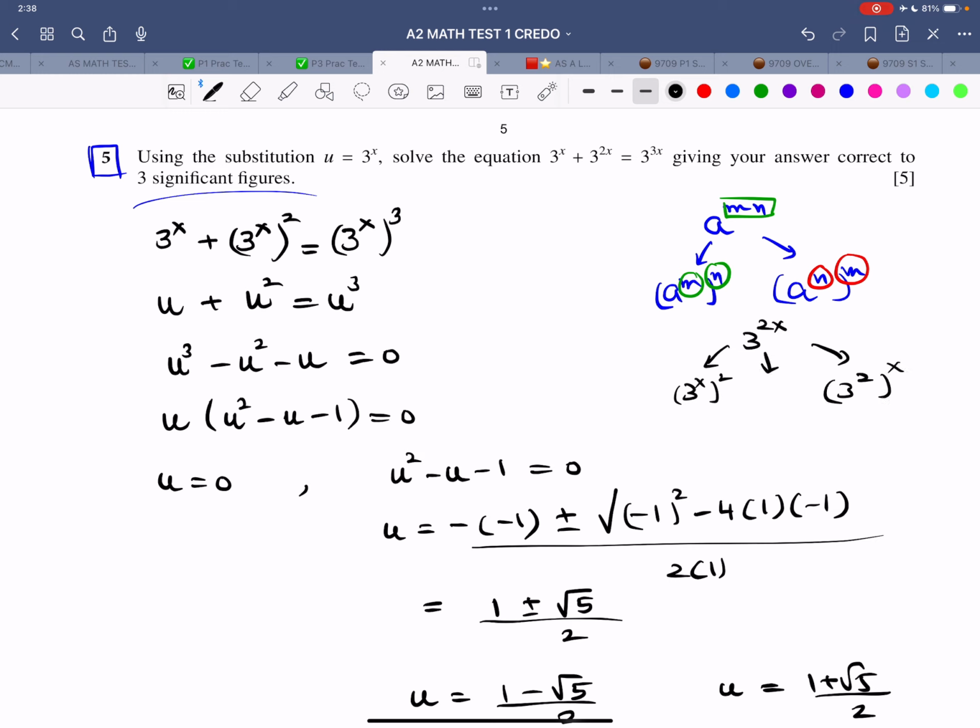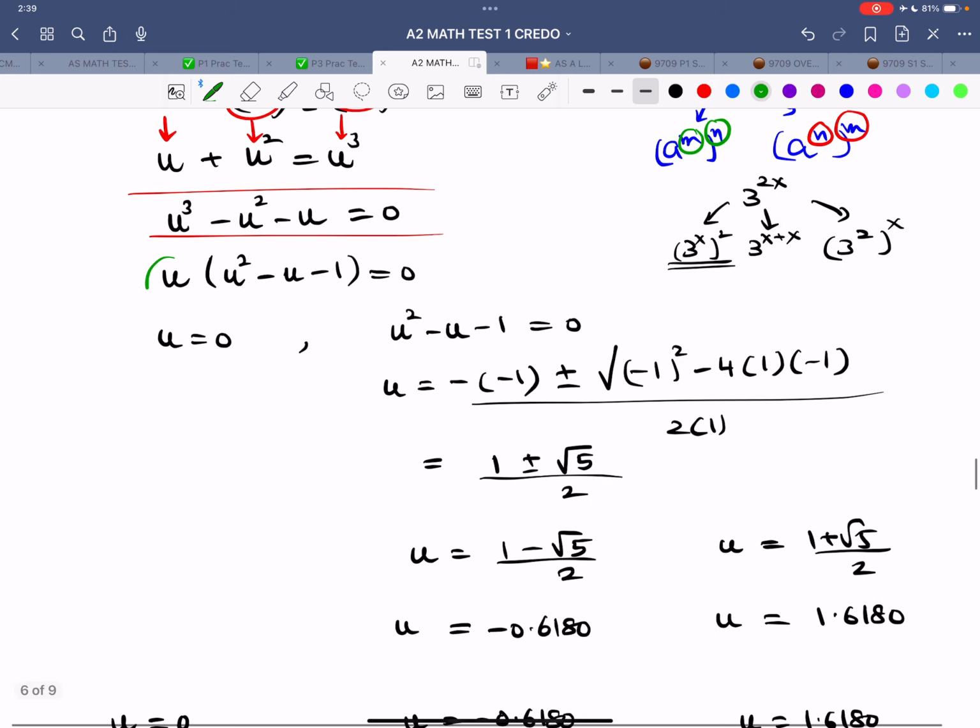Of course, it can also be written as 3^x times 3^x, so I have chosen this format. Got it? Basically that is (3^x)^2, and 3^(3x) is (3^x)^3. Now 3^x is replaced with u. This becomes u squared, and this becomes u cubed. Transfer all terms to one side. Then we take u common and we are left with the quadratic.